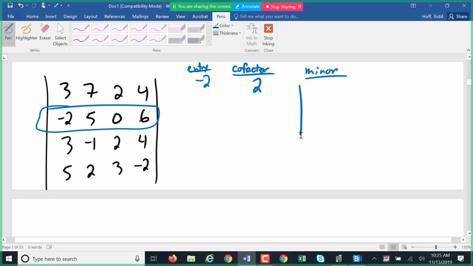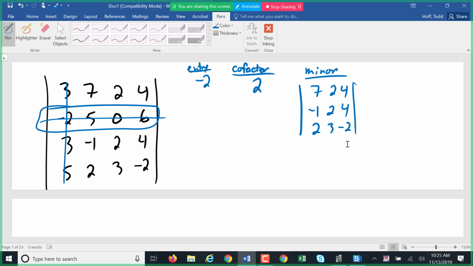The problem is its minor. If I cross out the column and row, 7, 2, 4, -1, 2, 4, 2, 3, -2. Its minor is a 3 by 3 matrix, so I still have to find the determinant of that 3 by 3 matrix. So finding the determinant of matrices that are larger than 3 by 3 is a very lengthy process. I won't do that to you.